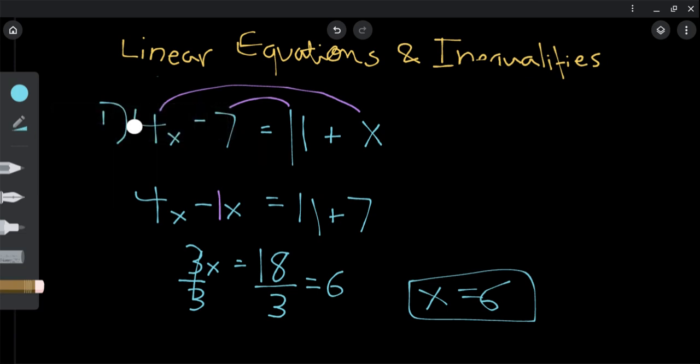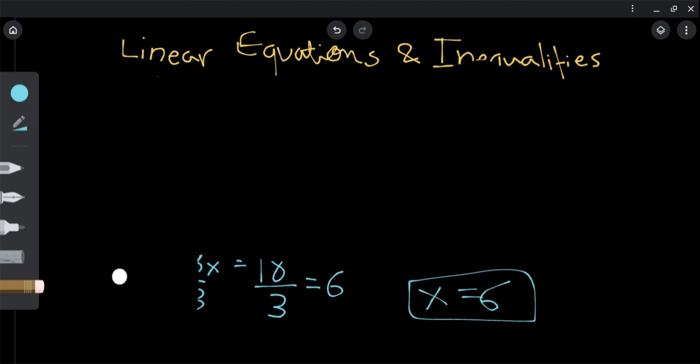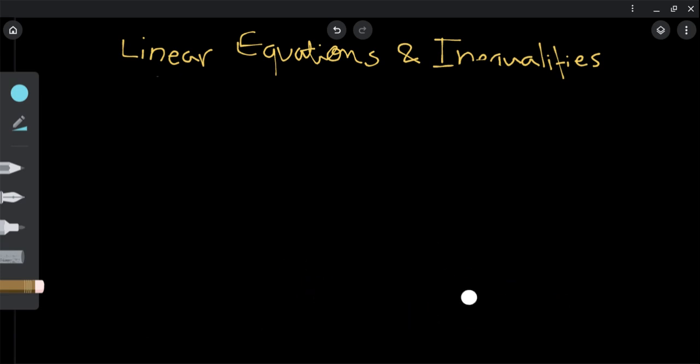Now we're going to do another problem of the sort, and then we're going to move on to doing this with fractions. Alright, I hope you understood that. If you didn't, just let me know. I'll explain it to you in school.